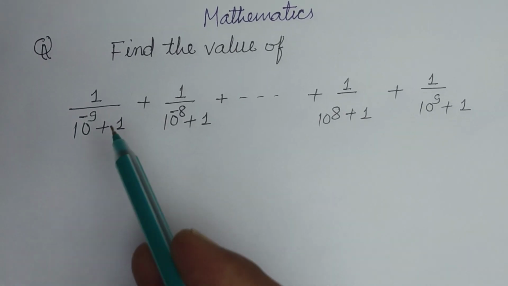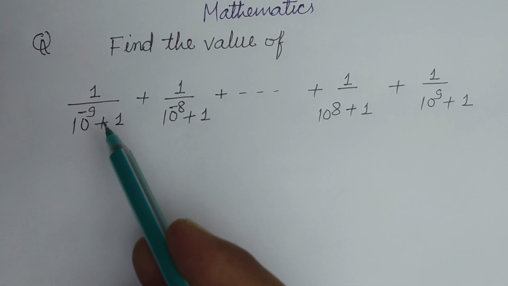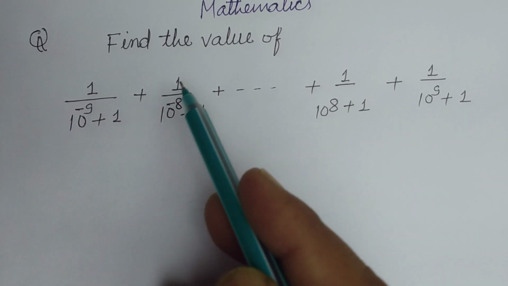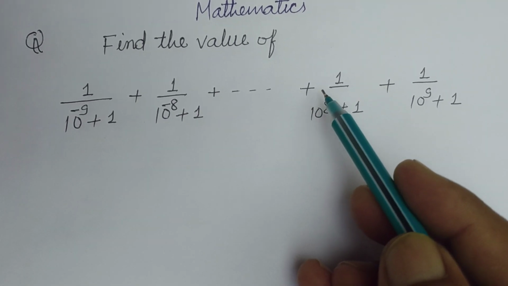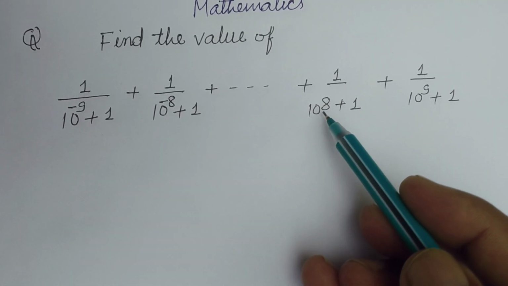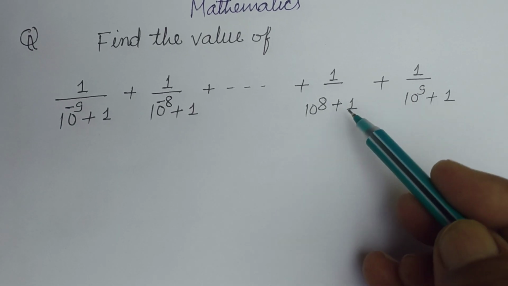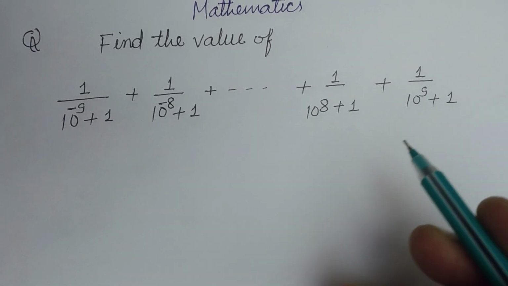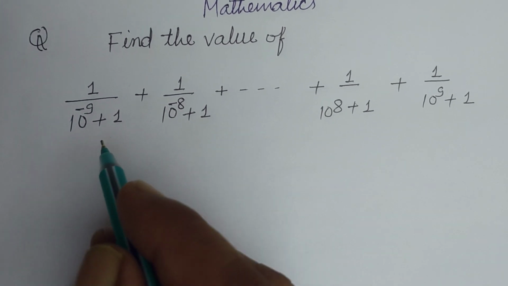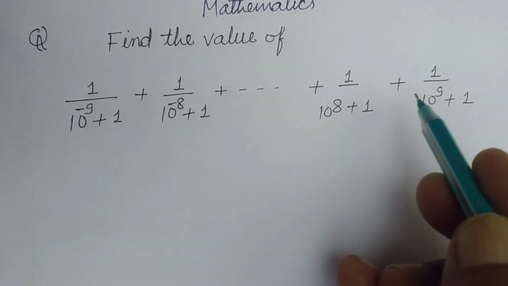Find the value of 1 upon 10 to the power minus 9 plus 1, plus 1 upon 10 to the power minus 8 plus 1, and so on, plus 1 upon 10 to the power 8 plus 1, plus 1 upon 10 to the power 9 plus 1. So student, here we add these terms.